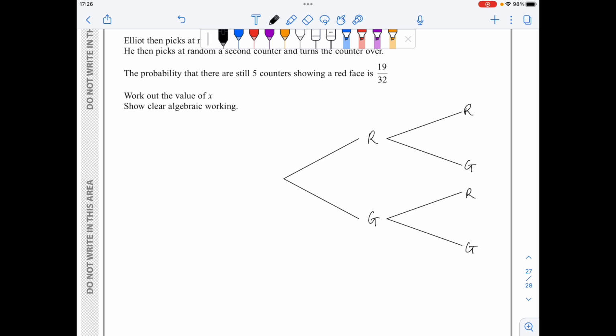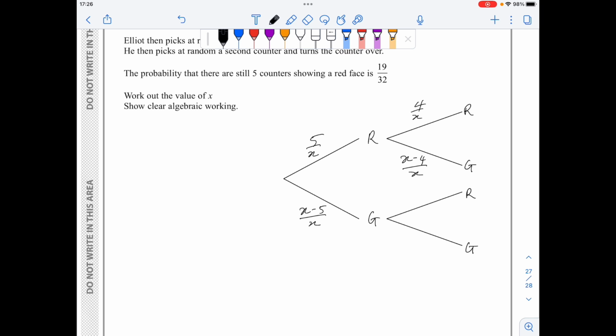So since originally 5 of the faces are red, the probability of selecting a red face is 5 over x, and the probability of selecting a green one is x minus 5 over x. Now, if a red one was first selected, then it was turned over, and hence now there is one less red face and one more green one, which means that the probability of the second one being red is 4 out of x, and the probability the second one is green is x minus 4 over x.